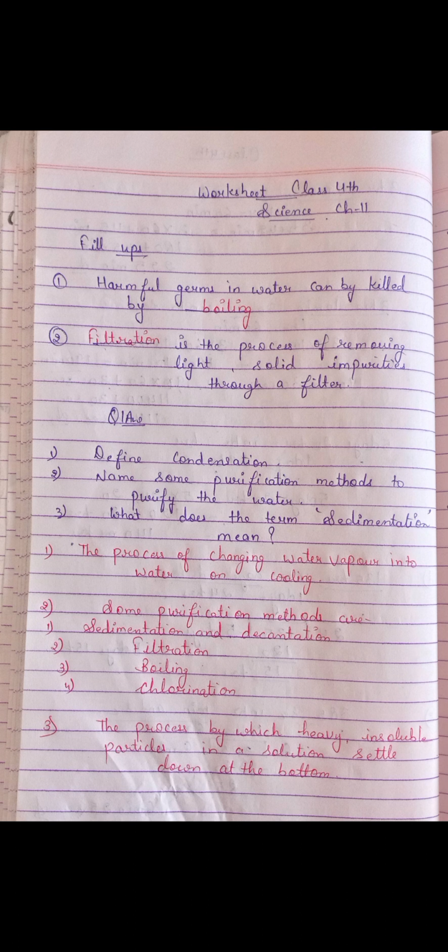Dash is the process of removing light solid impurities through a filter. Which is the process of removing light solid impurities through a filter? The process is known as filtration. Next question, define condensation. The process of changing water vapor into water on cooling. This process is known as condensation.